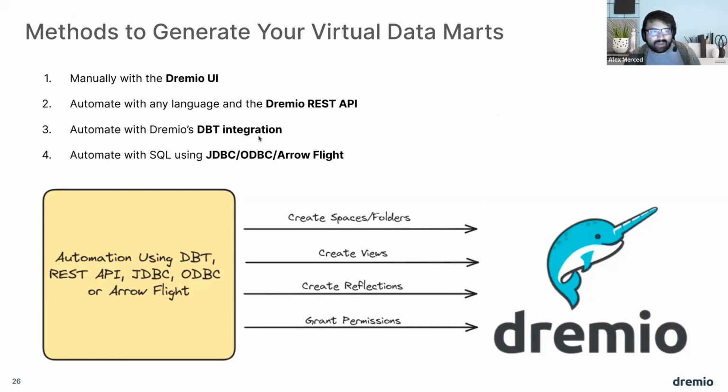Okay, and again, you can also send SQL to Dremio via JDBC, ODBC, Arrow Flight. They're all different ways to deliver Dremio the SQL to generate all these things. Okay, and again, you can do everything with SQL: create folders, create views, create reflections, grant permissions, run queries. All of it can be done with SQL. That's the beauty of Dremio, because everything can be done through SQL, and SQL is something that I would say almost all data people know.